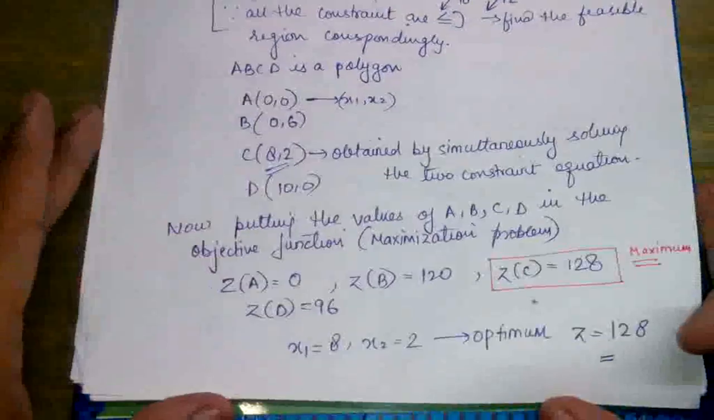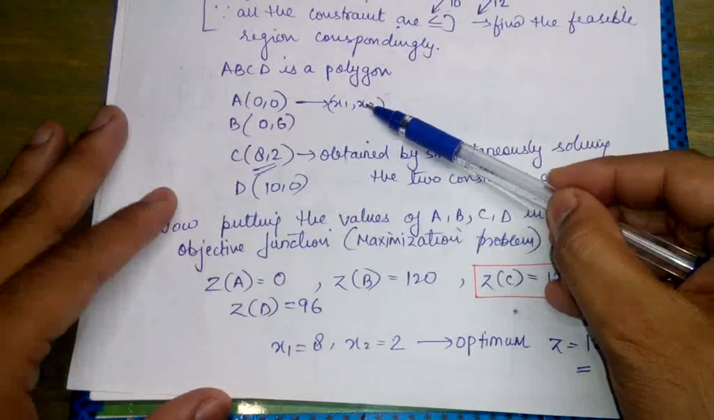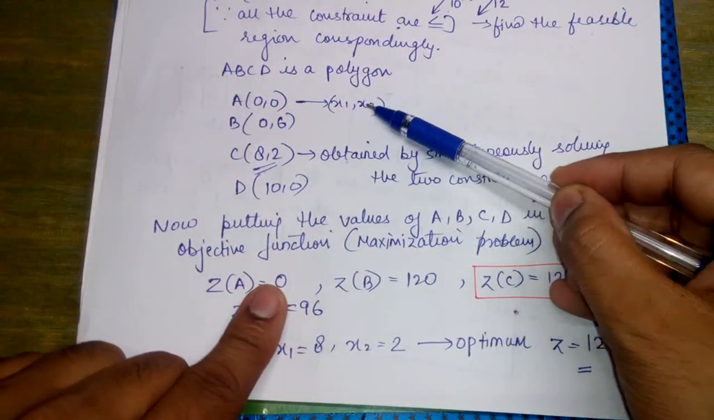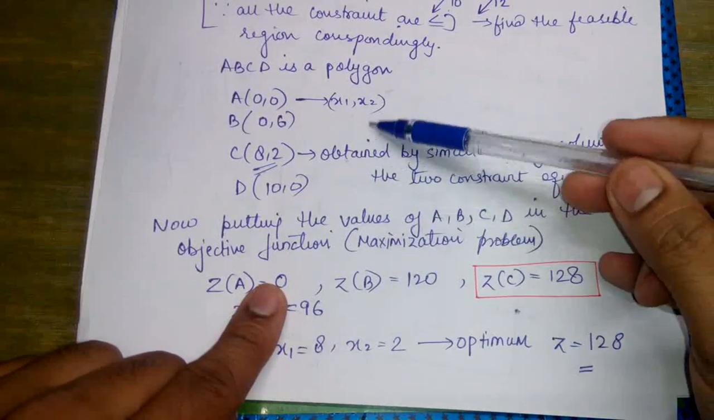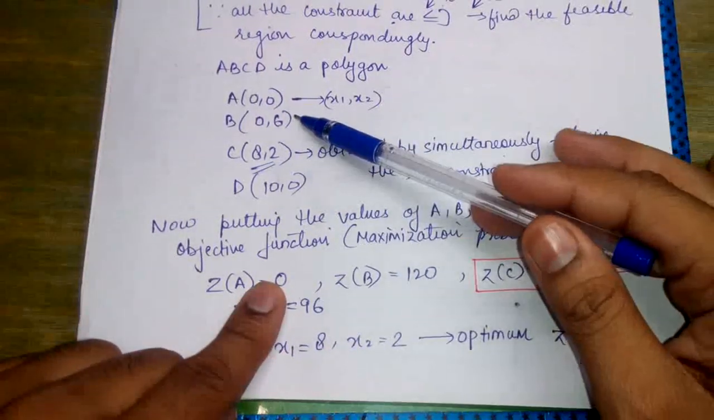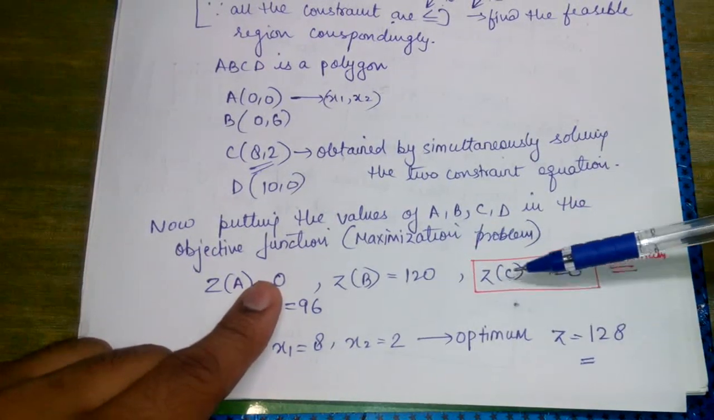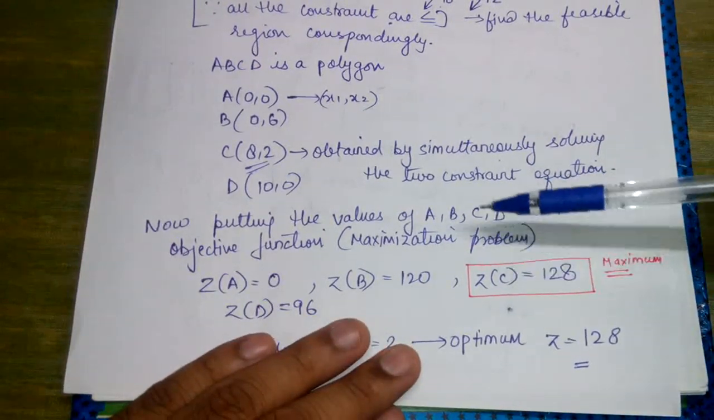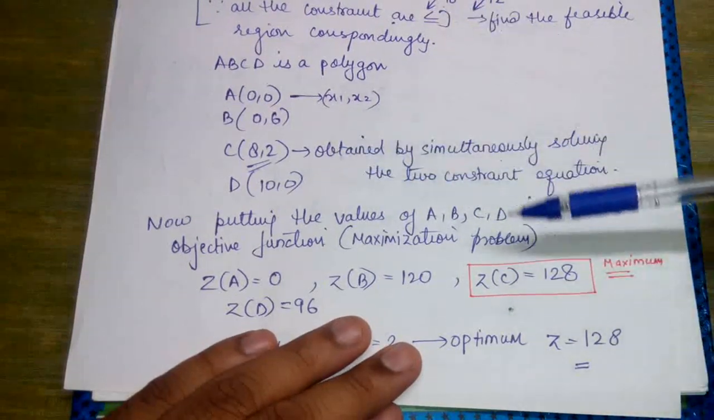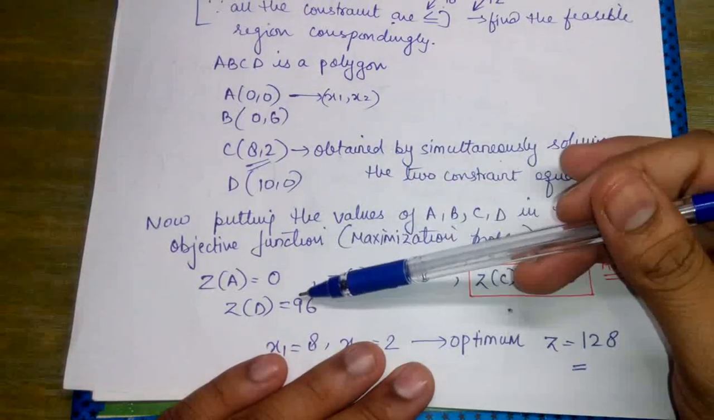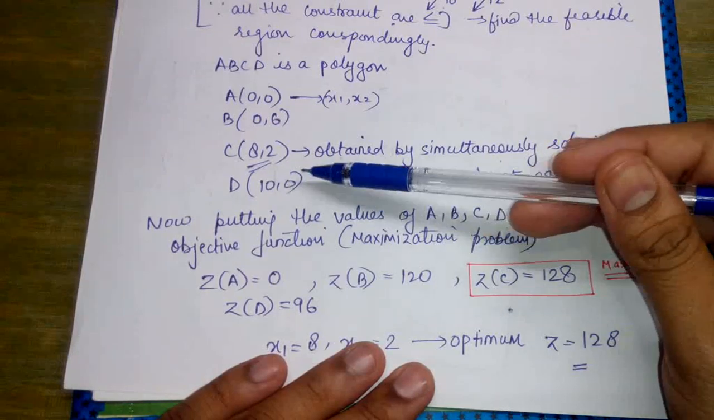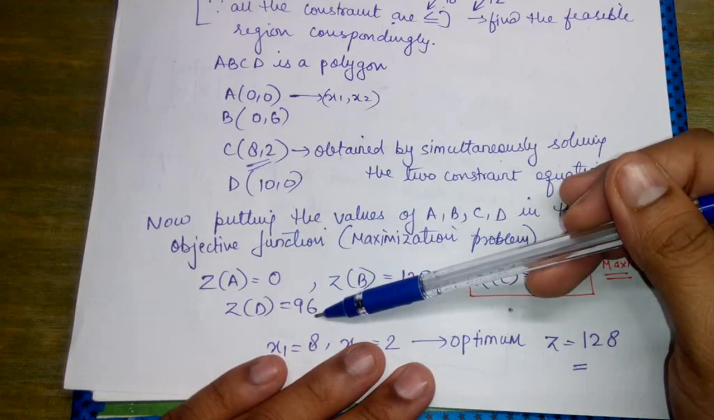For A, putting the values in the objective function, we obtain 0. If we put x1 and x2 corresponding to B in the objective function, we obtain 120. If we put point C in the objective function, we obtain 128. And if we put point D in the objective function, we obtain 96.